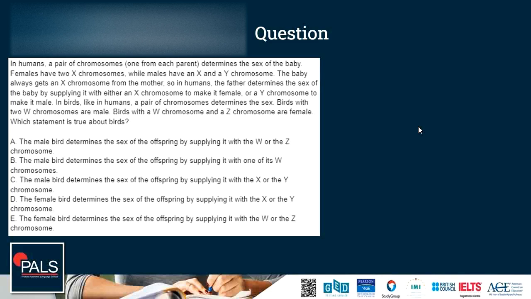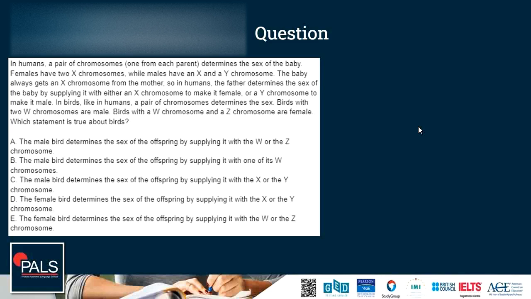And E says the female bird determines the sex of the offspring by supplying it with the W or the Z chromosome. So it's similar to humans in birds, but the big difference is that the males have 2 W chromosomes. In humans it's X and Y, so different. And the females in birds have W and Z, whereas in humans the females have X and X.